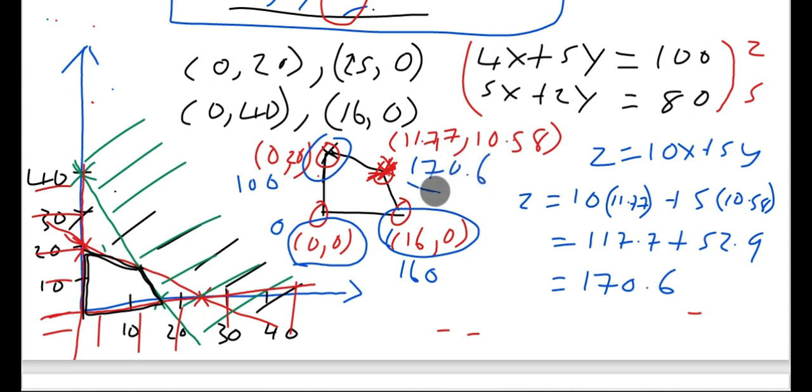So this is 170.6. So eventually you get that this is the point that will maximize or optimize our objective function. So this is the point where our objective function is optimized. So thank you.